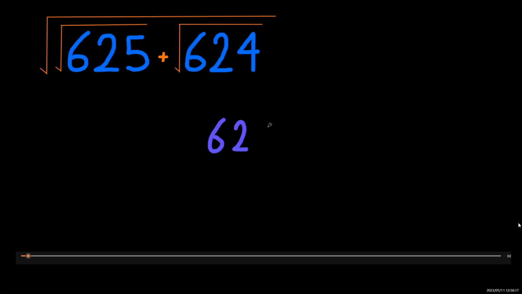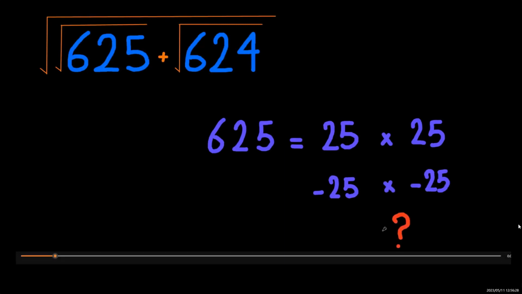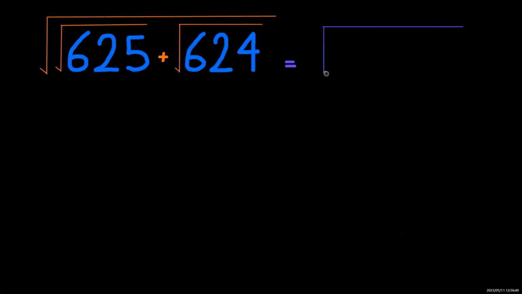Let's check something together. We know that 625 is 25 times 25, and also negative 25 times negative 25. So does that mean that instead of 625, we're going to go positive 25 and then negative 25? What do you think? The answer is we only need to deal with the positive one, and the reason is the square root of a number is always positive. Okay?